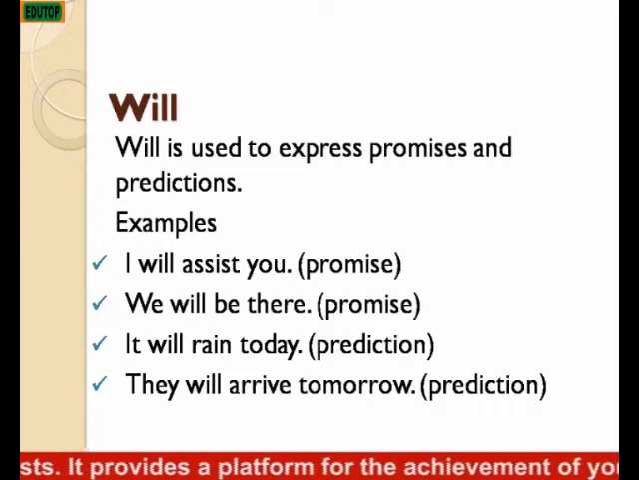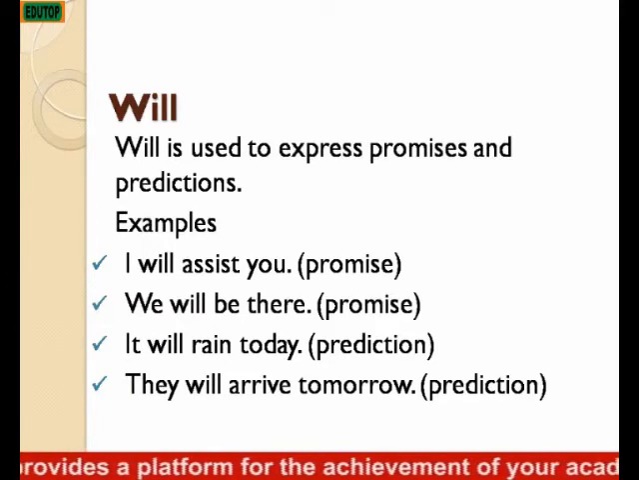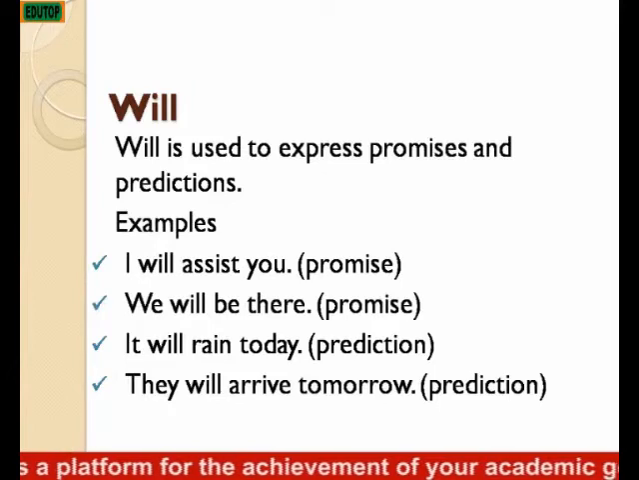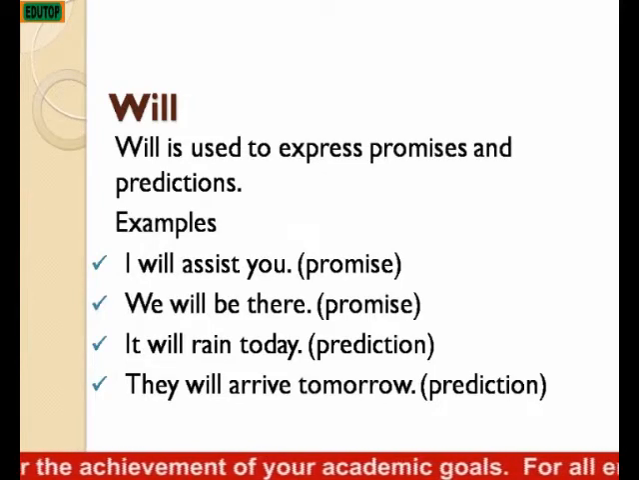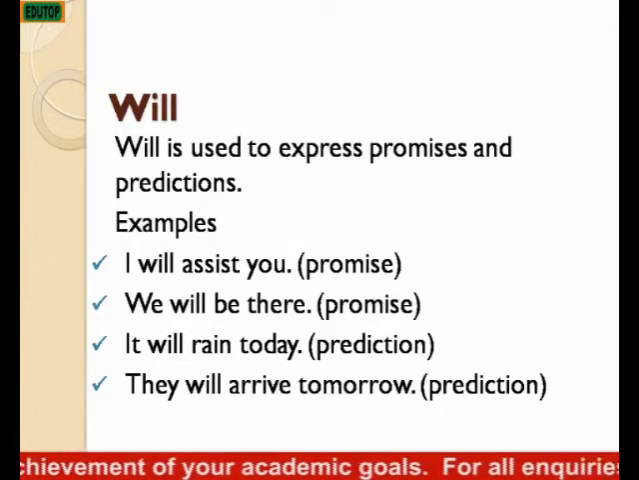Will is used to express promises and predictions. Examples: I will assist you. This is a promise. We will be there. It is also a promise. It will rain today. You are making a prediction. They will arrive tomorrow. A prediction.